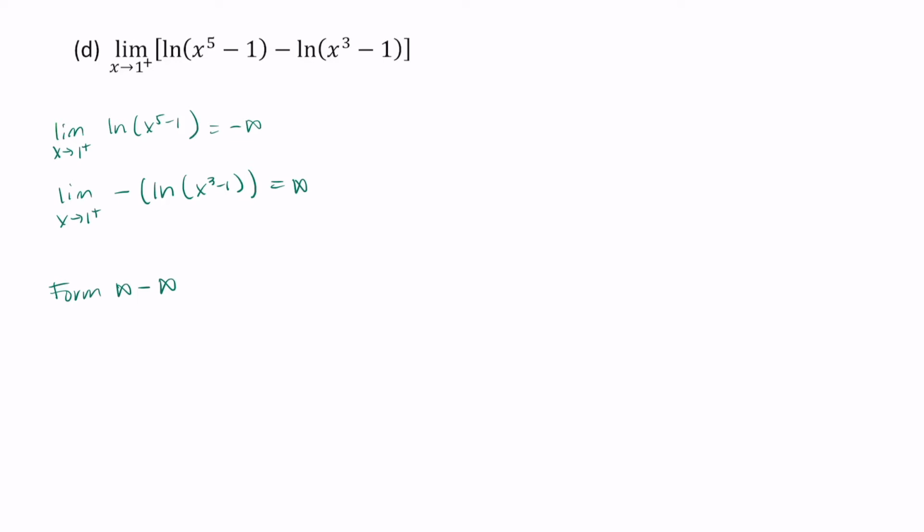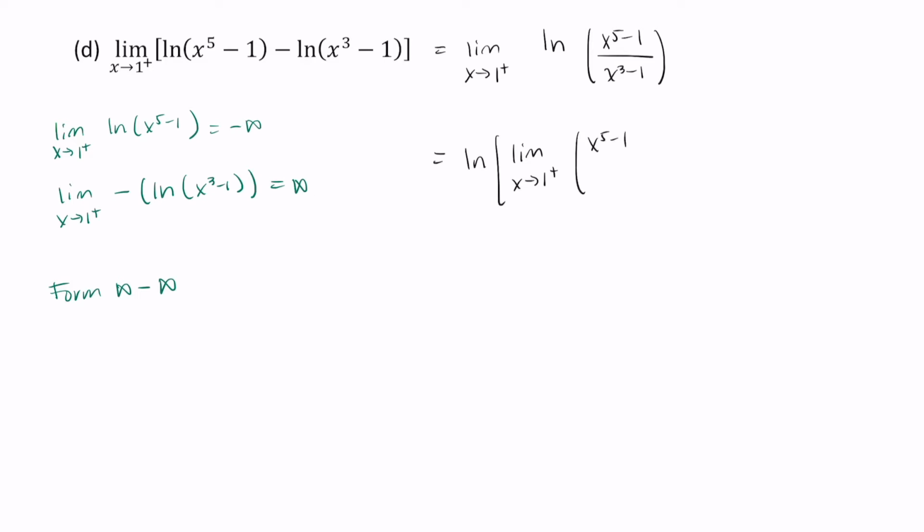So let's rewrite this using what we know from algebra. Now, what kind of indeterminate form do we have here? Well, right now we're not sure. We need to do one more step, and we need to use a trick we learned for limits earlier this semester. So we're going to write this as the natural log of the limit as x approaches 1 from the right of x to the 5th minus 1 over x cubed minus 1.